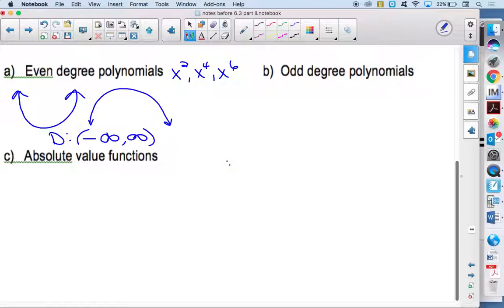Our odd degree polynomials, that's the one that split. So one half went up, the other half went down. Something like this.